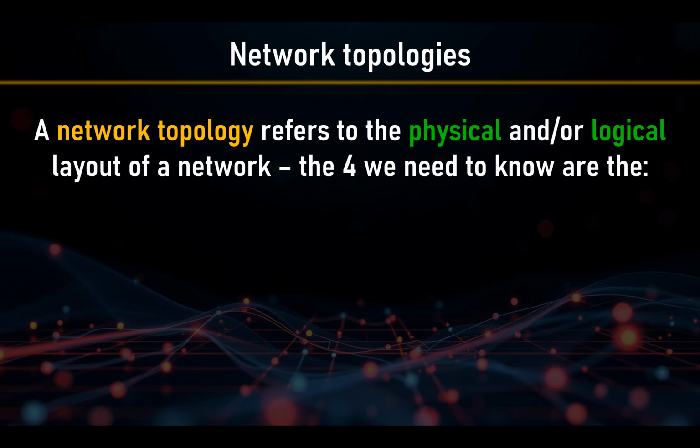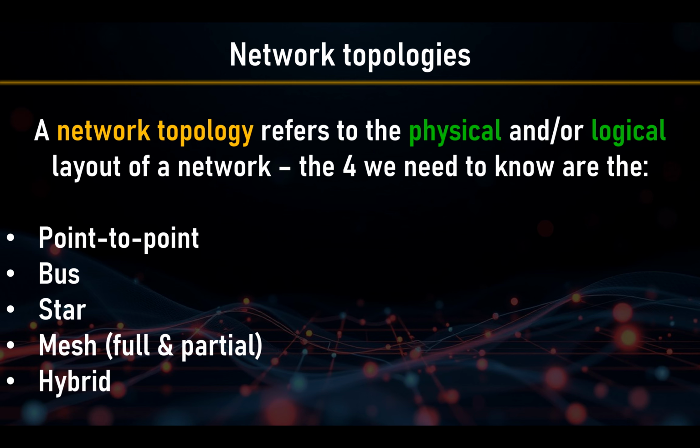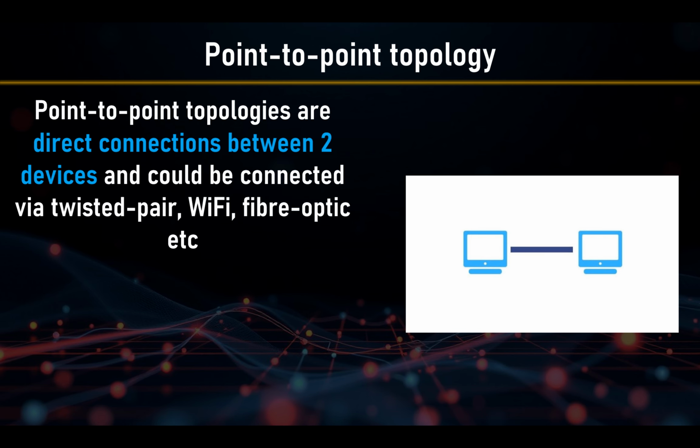Alright, so then if we talk about the network topologies, topology refers to the physical and or logical layout of a network. Point to point, so one device directly to another. Bus, a central bus line, all devices connected to that bus line. Star, so a central switch or central router, all devices connected via that. Mesh, almost like point to point where each device can be connected to each other, either full or partial. And then hybrid, which is just a combination of the others. So maybe we have a bus network, and then coming off of that bus network, we have individual star networks.